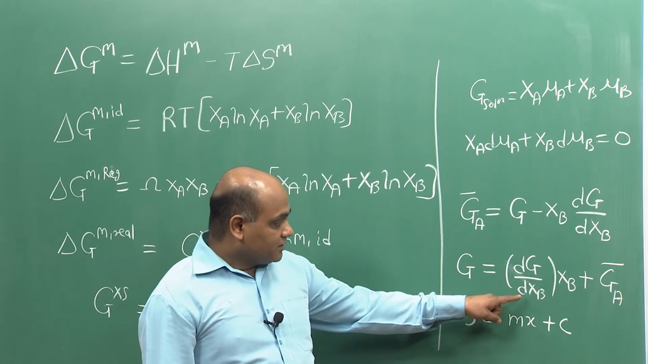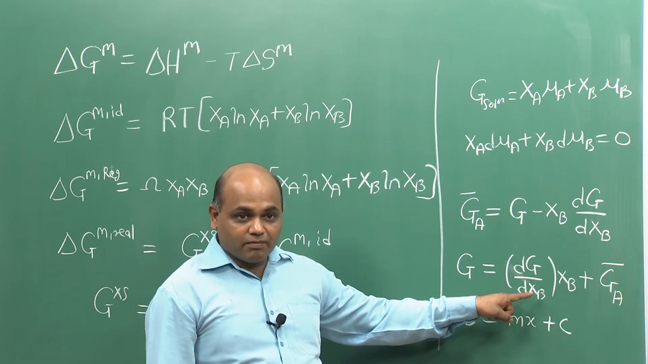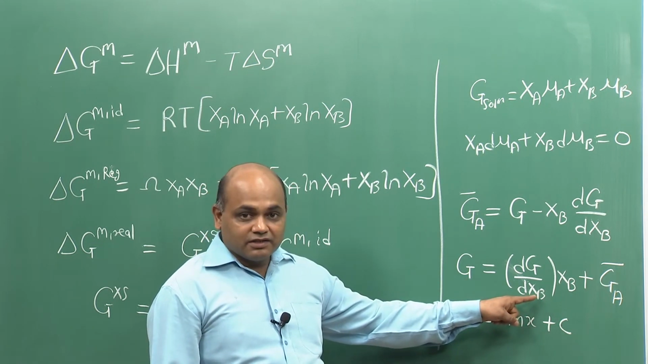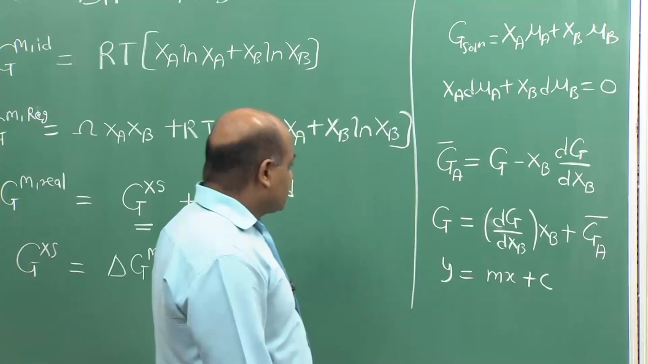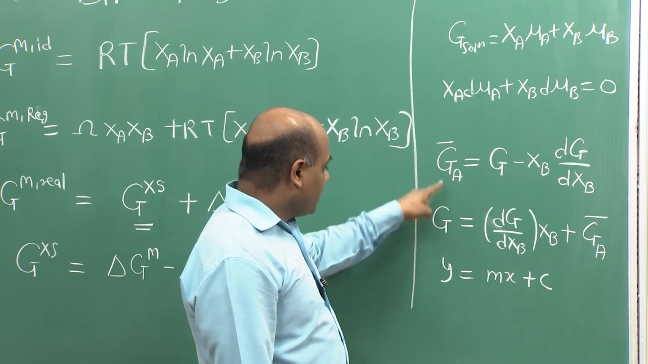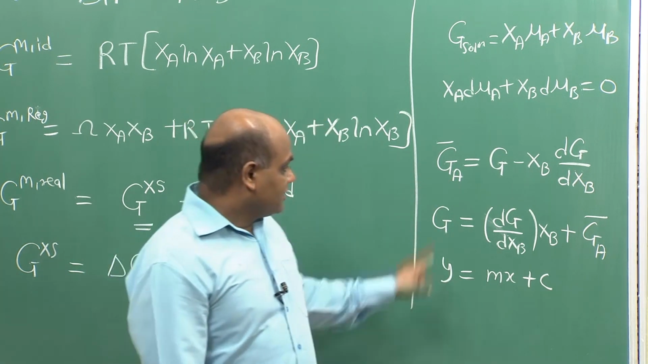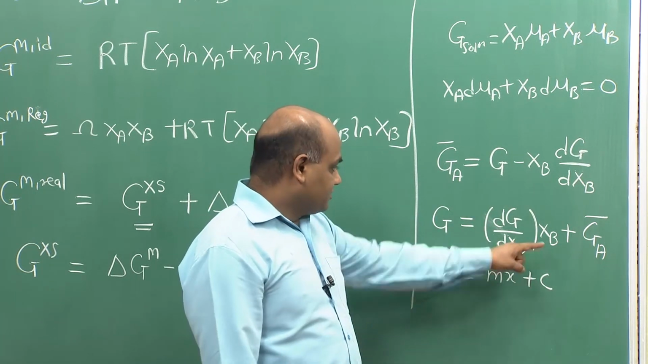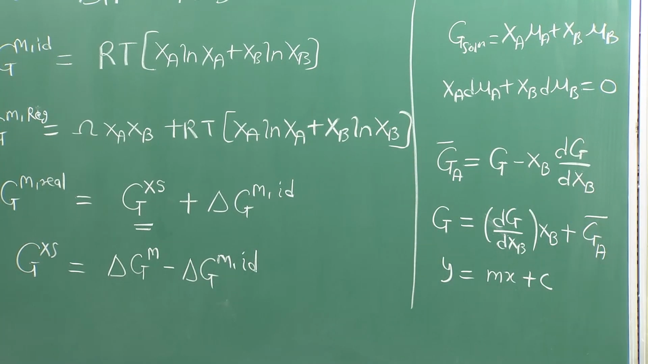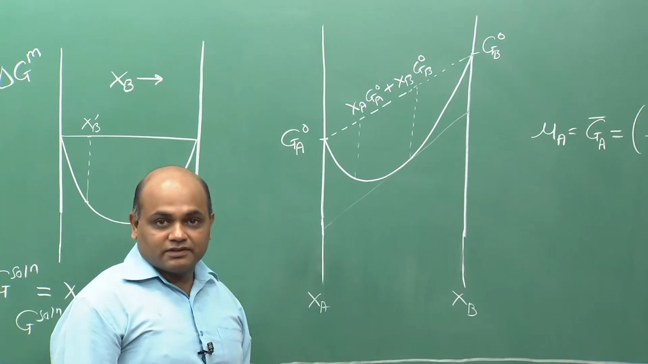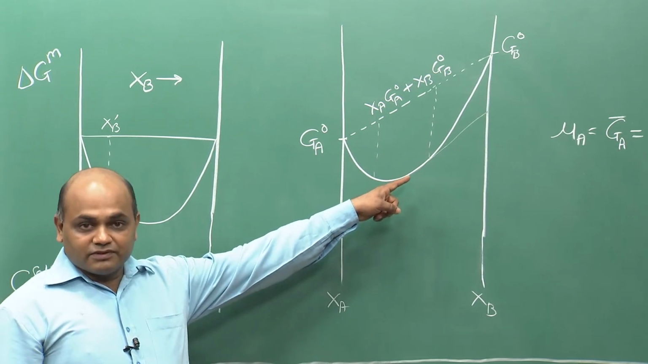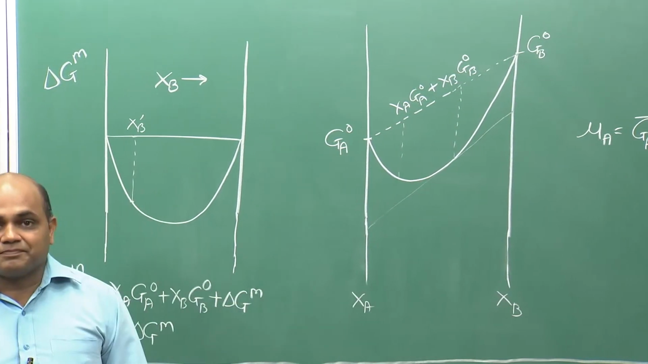So, here if you see, dG by dXB is the slope of the G versus XB curve, right. So, if G is y and XB is x, we will see that this is an equation of a line. If we express the equation for the partial molar Gibbs free energy of A in the form of y is equal to mx plus c, it takes this form, and this is basically the equation of a line which is tangent to the Gibbs free energy curve at the desired composition, and G A bar in this is nothing but the intercept of this tangent on the x A equal to 1 axis, right.